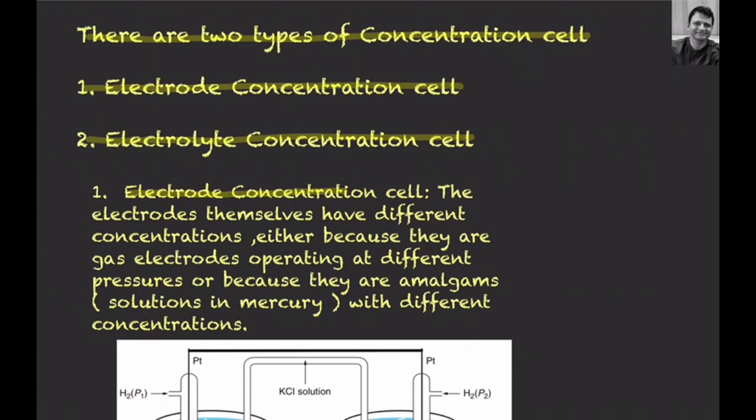In an electrode concentration cell, the electrodes themselves have different concentrations, either because they are gas electrodes operating at different pressures or because they are amalgams, solutions in mercury with different concentrations. So the name electrode concentration cell is related to the electrode. If the gas present at the electrode has different pressure, or if the electrode is an amalgam and the concentration of the amalgam is different, then we say that the galvanic cell or concentration cell is an electrode concentration cell.